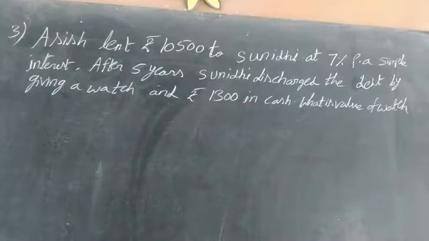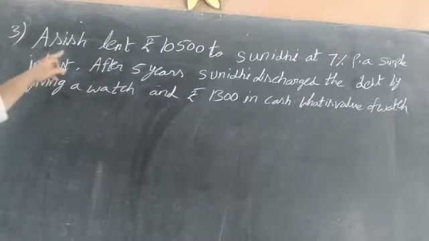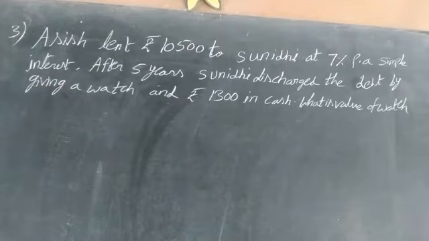Today, we are starting with the third sum. The third sum is: Ashish lent rupees 10,500 to Sunandi at 7% per annum. After 5 years, Sunandi discharged the debt by giving a watch and rupees 1300 in cash. What is the value of the watch? We have to find that.